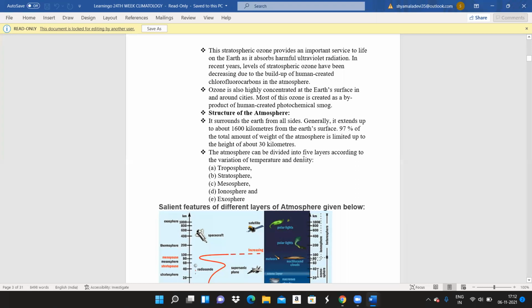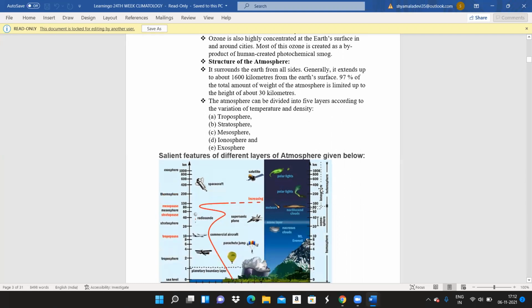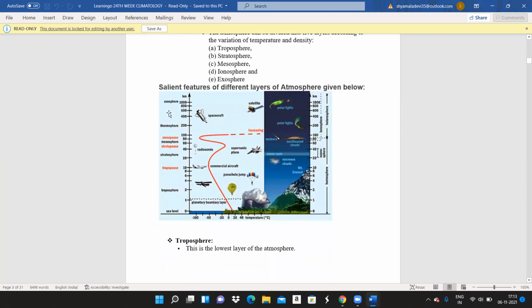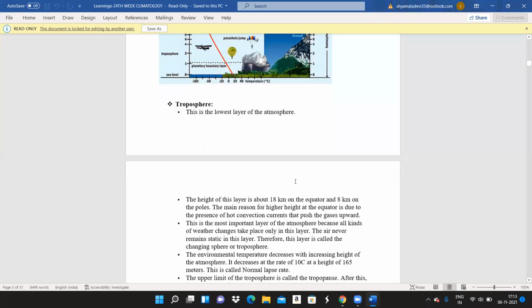Then the atmosphere is divided into 5 layers according to the variation of temperature. So what are the 5 layers? These 5 layers should be very clear. Troposphere, stratosphere, mesosphere, ionosphere, and exosphere are the 5 layers. So this is a diagram you can have. When you are learning the layers, the important things you have to learn are the order, where they extend, and what activity takes place in each layer. That is what you have to learn in each and every layer.